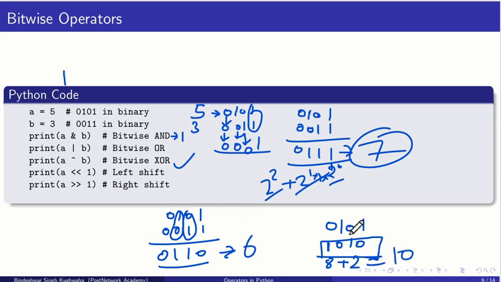Right shift. That means right shift of 0 1 0 1. If you right shift, so 0 0 1 here. Here again it would be 0. We will shift here and that will become 0. So that means 2.